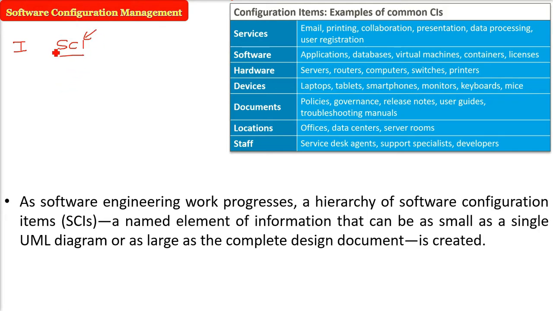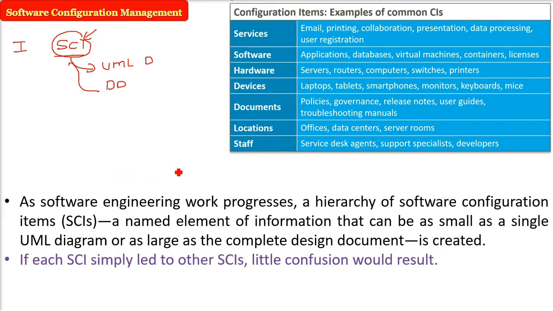It can be as simple as a UML diagram, or it can even be larger than that. I'm just trying to highlight here that in SCM we have SCIs, software configuration items, which we are going to manage and control. It can be a UML diagram, or even a bigger one like the design document. SCIs are created while the SDLC is taking place.